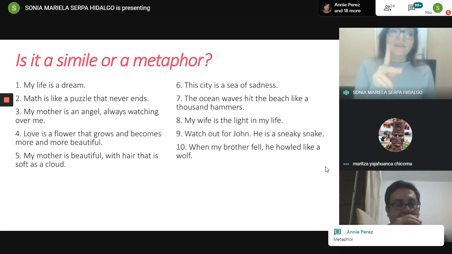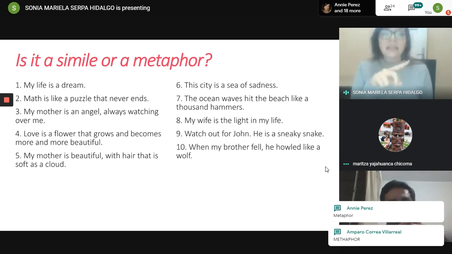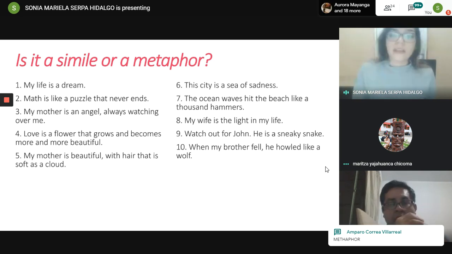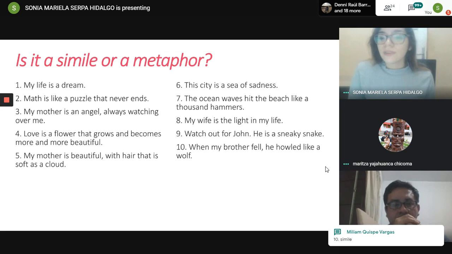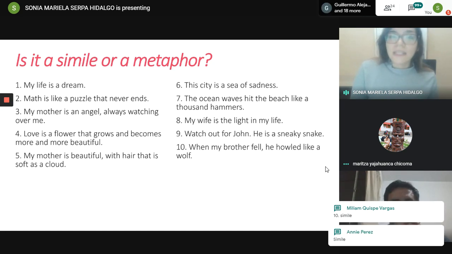Remember, we can find a simile if it uses like or as most of the time. And 10, when my brother fell, he howled like a wolf. Number 10, simile. Simile, good.